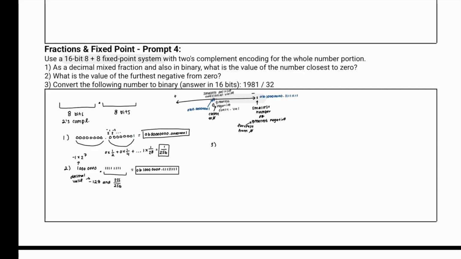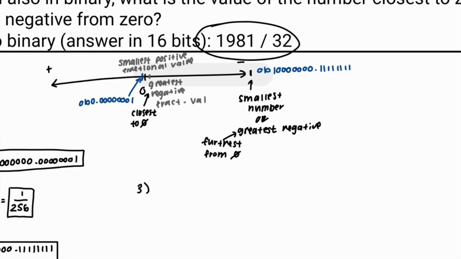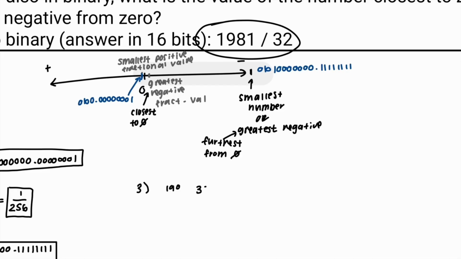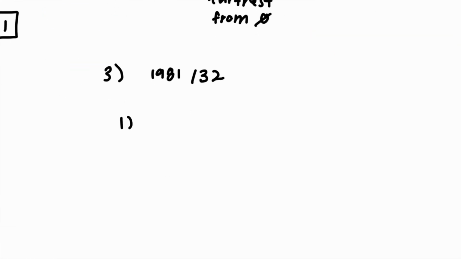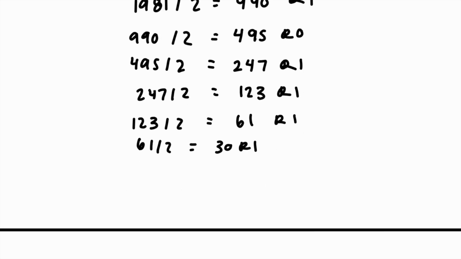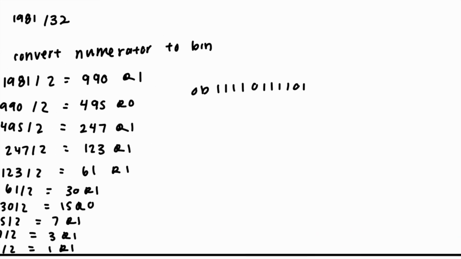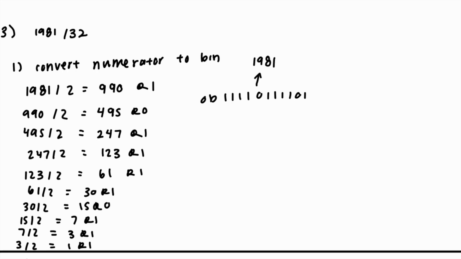Finally, we are asked to convert the following number to binary in 16 bits. We have a mixed fraction, which is 1981 over 32. Our first step is to convert the numerator. Alright, so this is our 1981. We just converted it to binary.